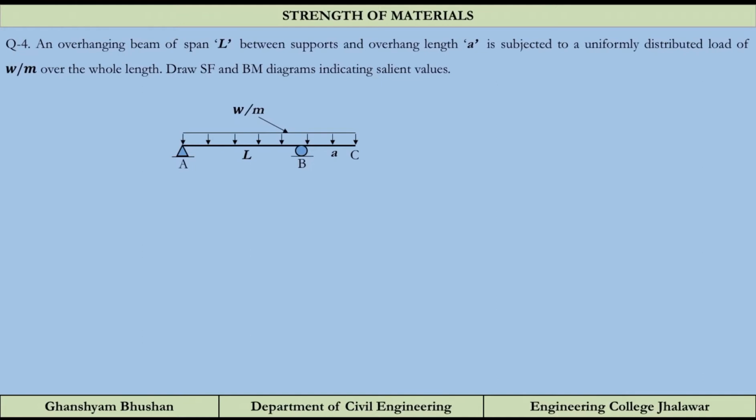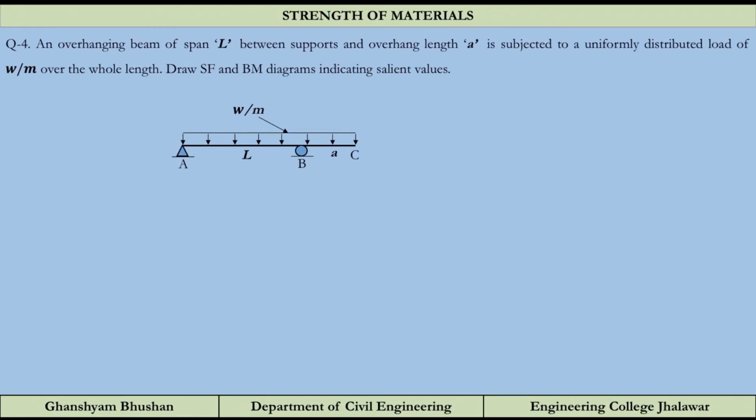So the question is: an overhanging beam of span L, where L is the span between the supports and the overhang length is A, is subjected to a uniformly distributed load of W per meter over the whole length. We have to draw the shear force and bending moment diagram indicating salient values.